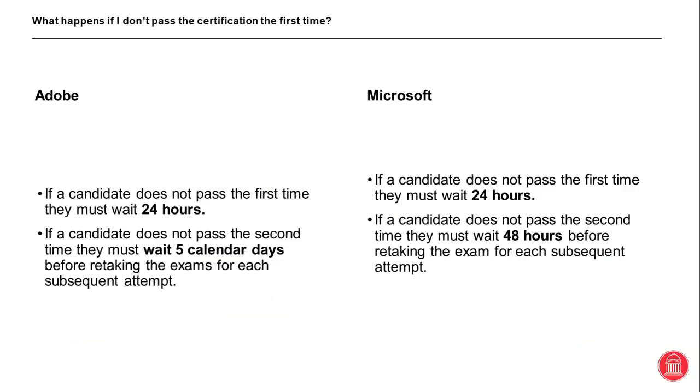What happens if I don't pass the certification the first time? Microsoft requires you wait 24 hours before you retest the first time and 48 hours before a retest each subsequent time. For Adobe exams, you must wait 24 hours to retake for your first 3 retakes. After 3 retakes, you must wait 5 days between attempts. Keep this in mind as you schedule your exam.